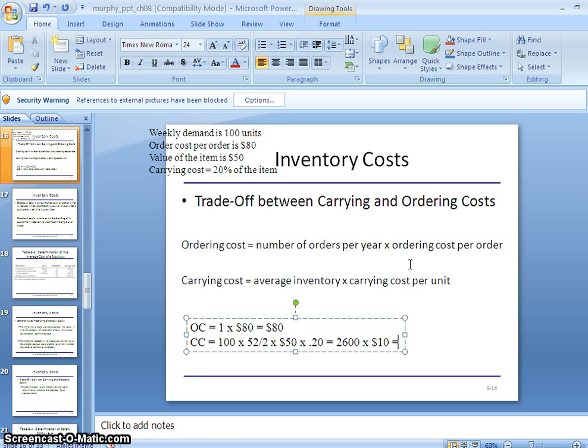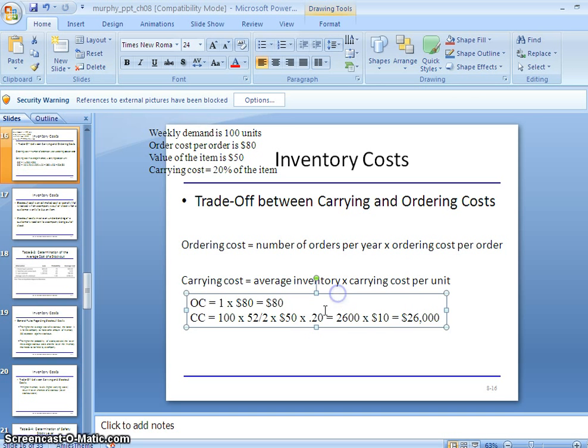or a carrying cost of $26,000. So as you see, if you only order one time a year, you're going to pay a lot in the carrying cost.